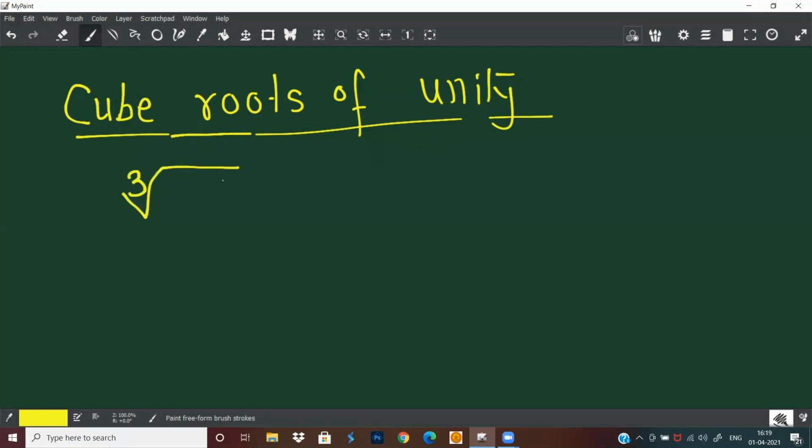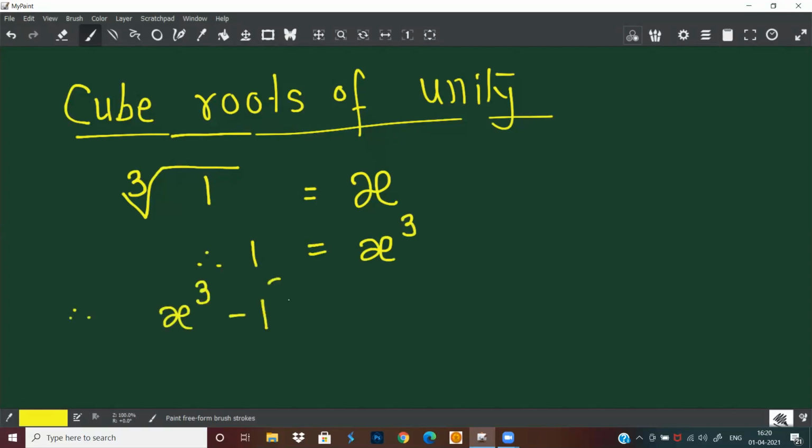Cube root of unity. Unity is 1. So we are going to find out cube roots of unity. I assume that as x. Now, if I've got square root, I square. If I've got cube roots, I take cubes on both sides. So this will become cubing both sides. x cube is equal to 1. Therefore, x cube minus 1 cube is equal to 0.